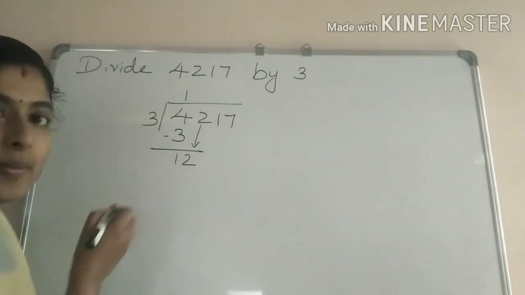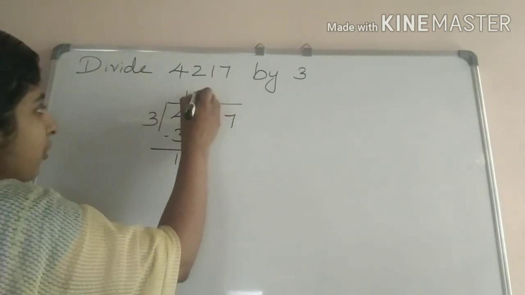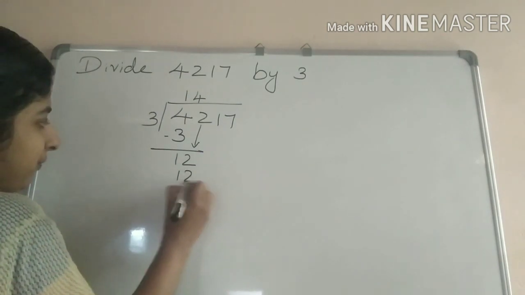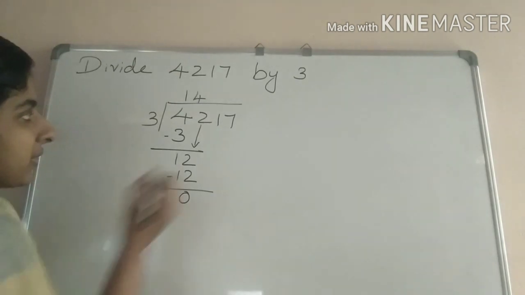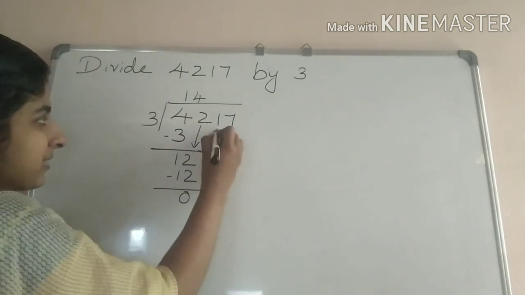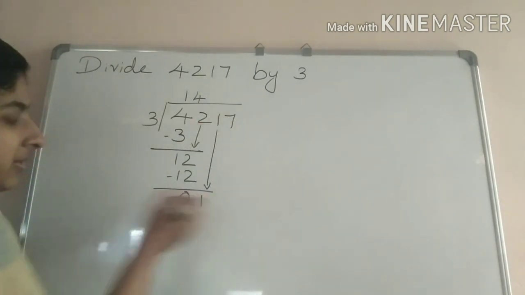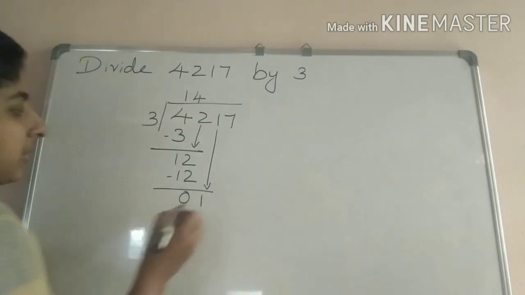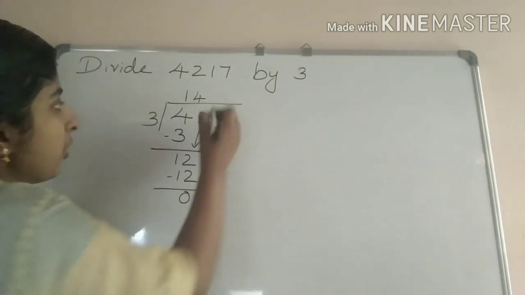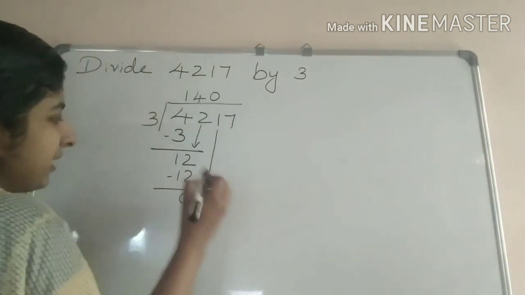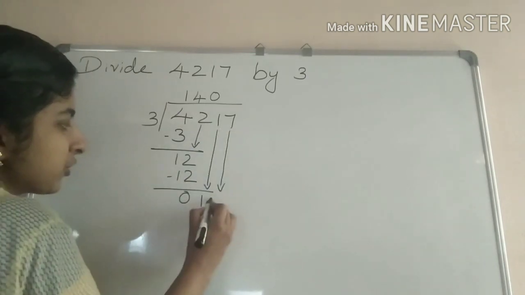12 has how many 3's? 4 3's are 12, isn't it? 4 3's are 12. Then 12 minus 12, answer is 0. The next one, this 1 is here. We take this one here. 1 divided by 3. Is it possible? No. So we put 0 here and take next number also. Take these two numbers together.